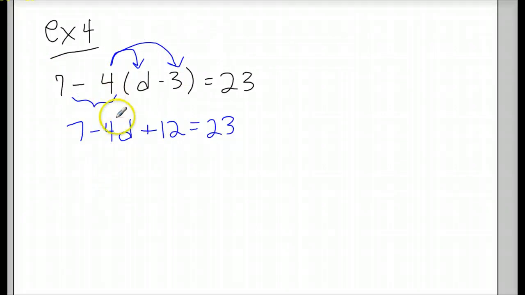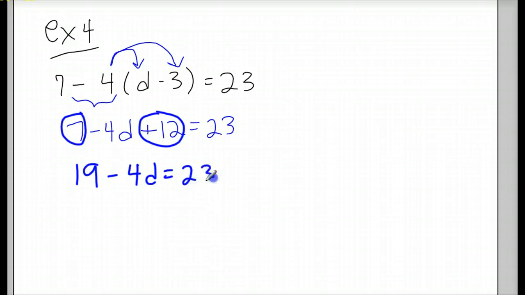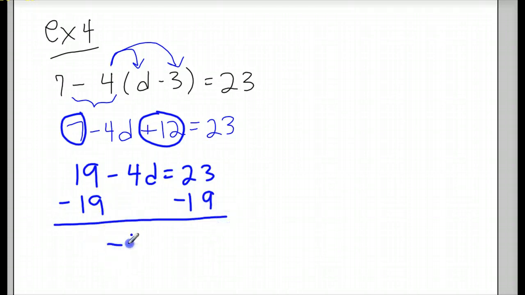All right, so here we go. Now we combine like terms. Well, in this case, our like terms are 7 and a positive 12. They don't have variables. So 7 plus 12 is going to give us a 21. Oh, is that right? No, it's going to give us 19. 19 minus 4d equals 23. Well, now we subtract 19 from both sides.